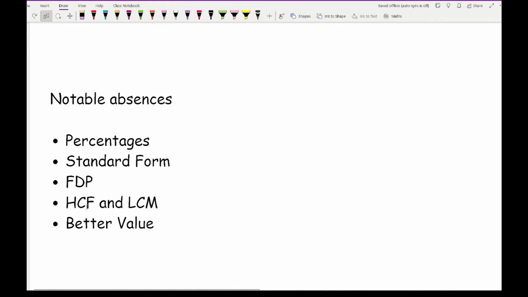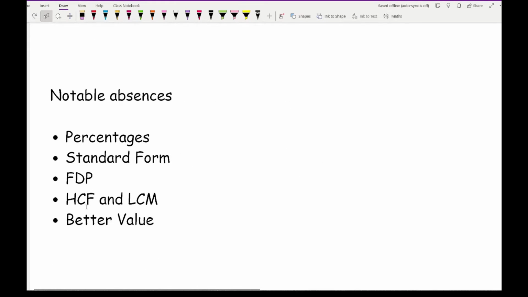Now going through some of the questions, I did notice some noticeable absences in terms of big topics that are allocated to the number genre. That is percentages, so you're looking at reverse percentages, percentage of amounts, decimal multipliers, compound interest questions. So that's missing from this audit.